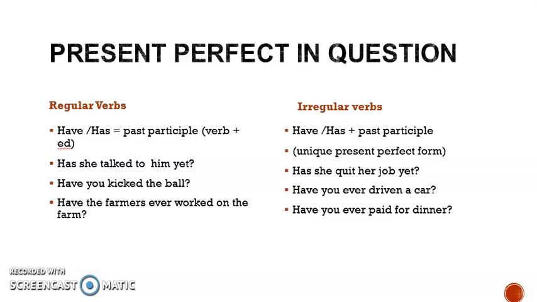When we use present perfect in interrogative sentences, the same rule applies. We just put has and have at the beginning of the sentence. Look at the example. Has she talked to him? We are using the past participle verb. We are using the has. We just put has in front of the sentence and we put a question mark at the end. The same rule will apply with irregular verbs.